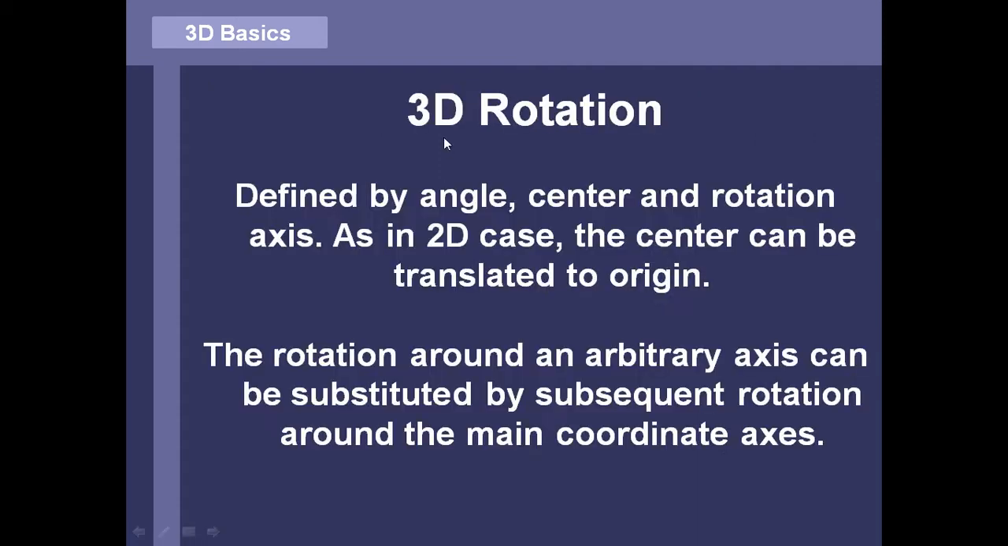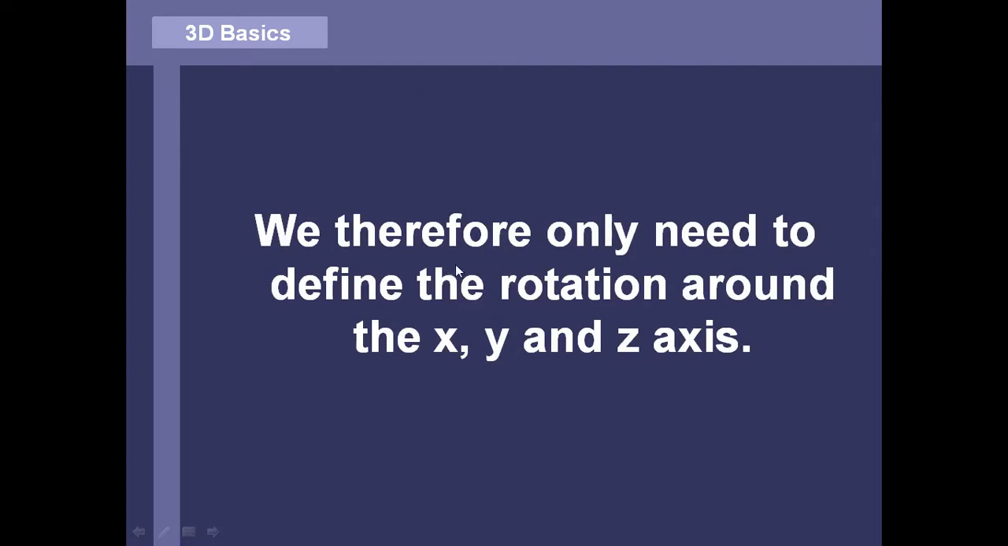So 3D rotation, let's talk about that, defined by an angle, center, and rotation axis. As in the 2D case, the center can be translated to origin. So the rotation around an arbitrary axis can be substituted by subsequent rotation around the main coordinate axes. This is the difference between the 2D rotation and 3D rotation. So we therefore only need to define the rotation around the x, y and z axis.